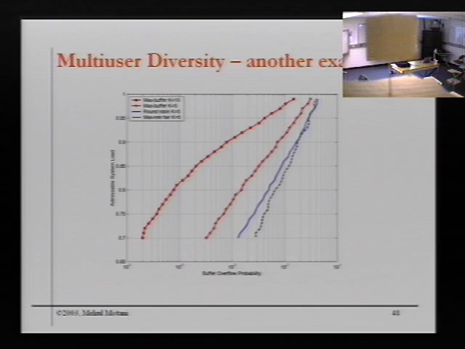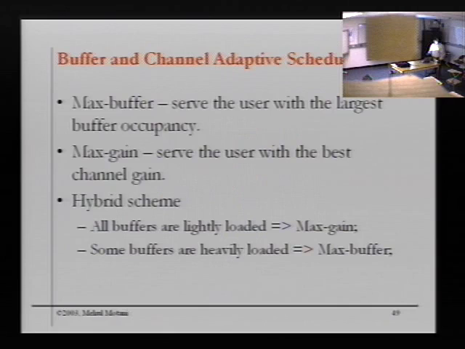And we see that for a given buffer overflow requirement, we can admit a higher system load. So I think it's fair to say this is another case of multi-user diversity, where you're exploiting the variation in the fluctuations of the users' buffers. Remember, this is on a static channel. So let's see what happens on a time-varying channel. Now we want to do buffer and channel adaptive scheduling.